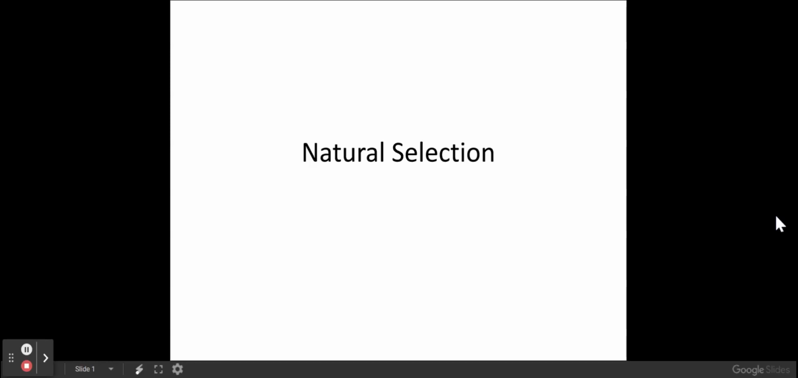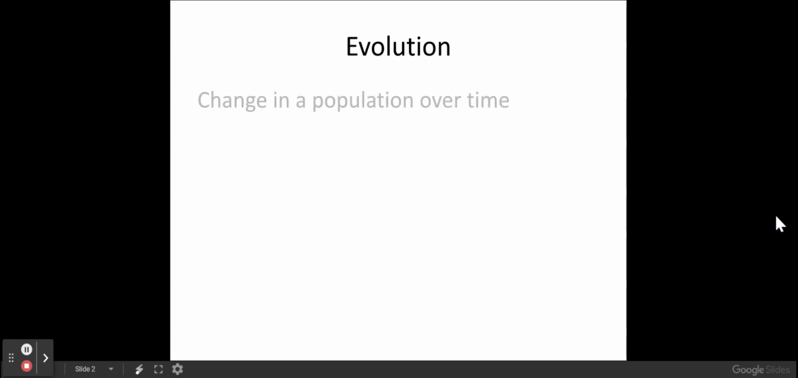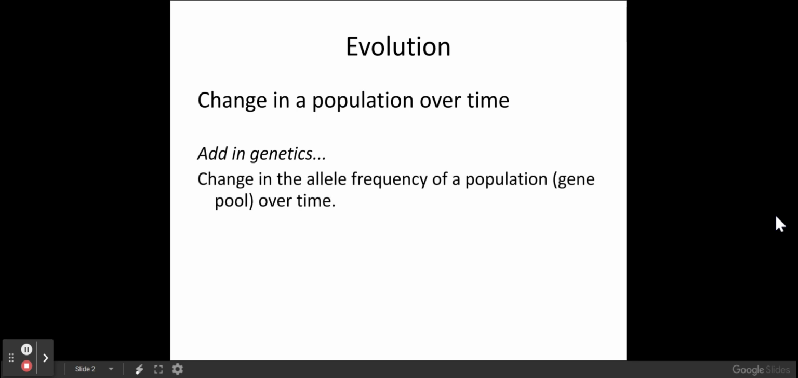Hey guys, so today we're going to talk about natural selection, which is a way that evolution can occur. Natural selection and evolution are related, but they're not the same thing. Evolution is just a change in a population over time. If you want to think of it in terms of genetics, it's a change in the allele frequency. That's how common a particular allele is in a population, which can also be called a gene pool, over time.